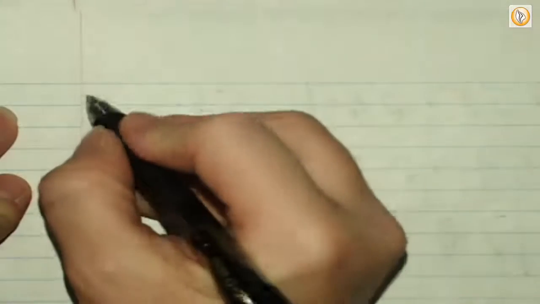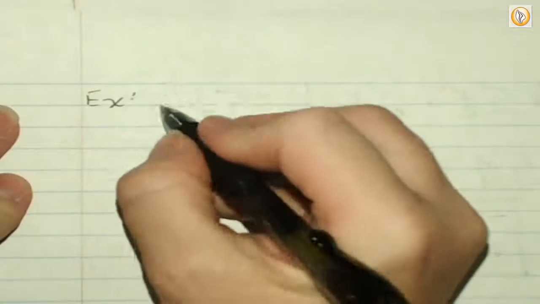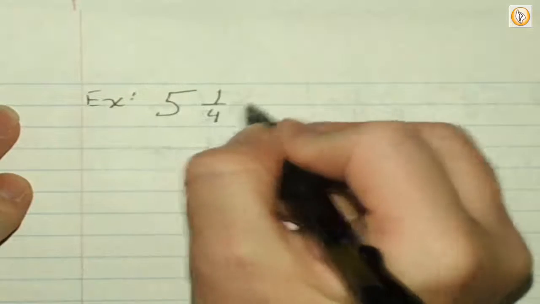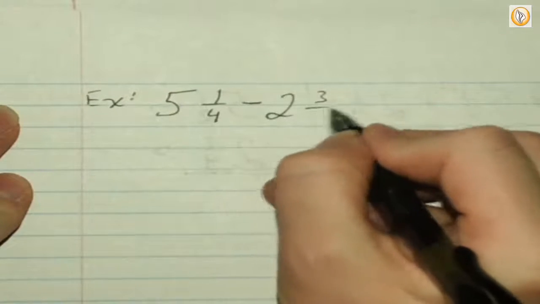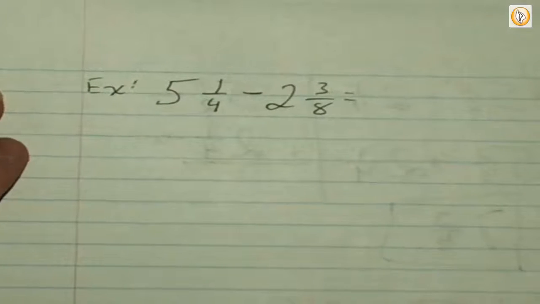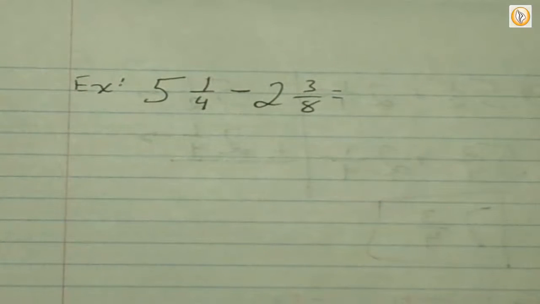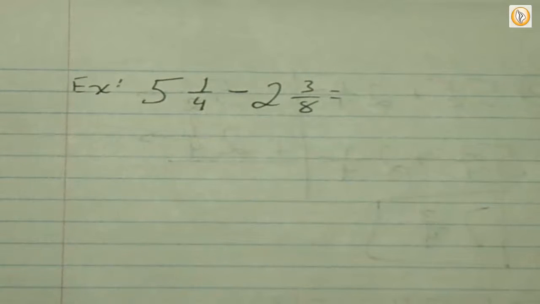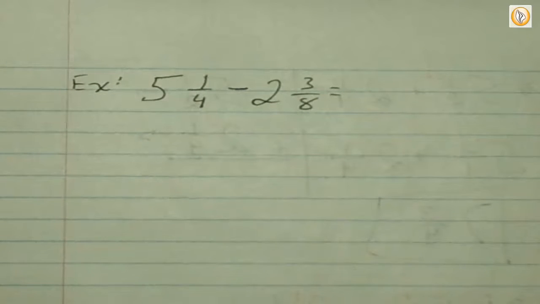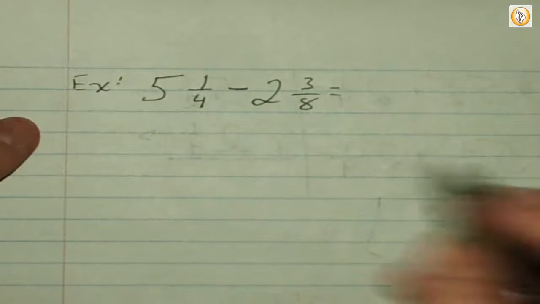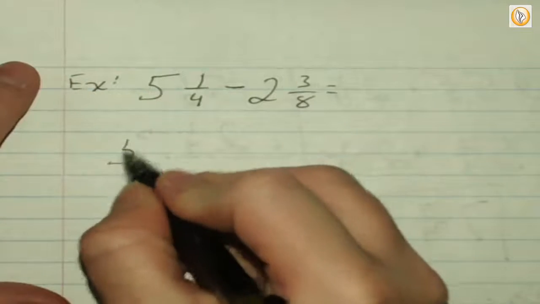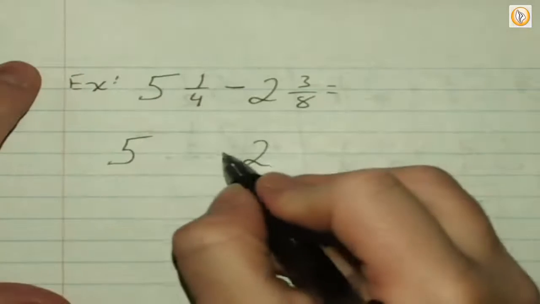All right. Let's do that same problem again. 5 1/4 minus 2 3/8. Okay, so tell me, do you want to write it this way? You don't have to write it up and down, but it kind of helps. It's up to you. Okay. So leave the whole numbers, and you have to have a like denominator.